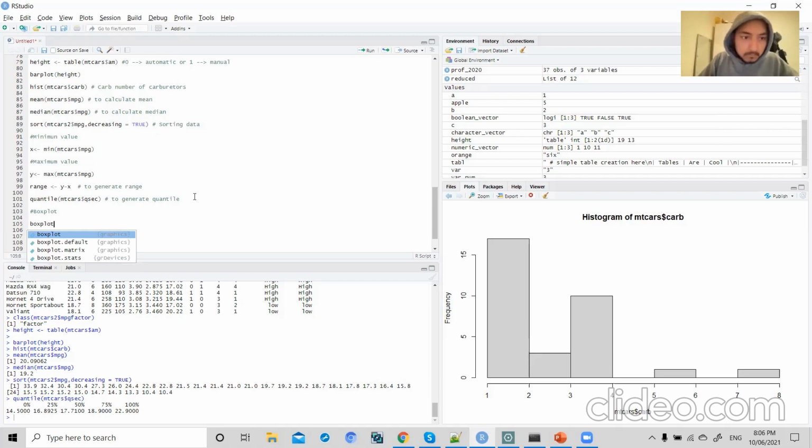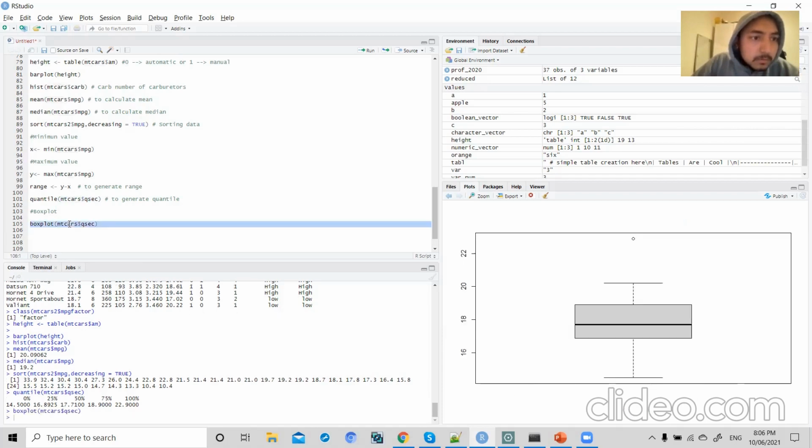Box plot, we have the boxplot function, mtcars qsec. So here we can see the box plot, and there's one outlier.